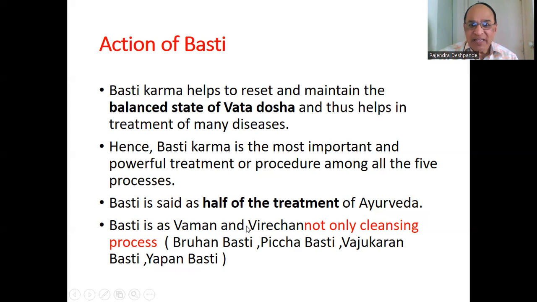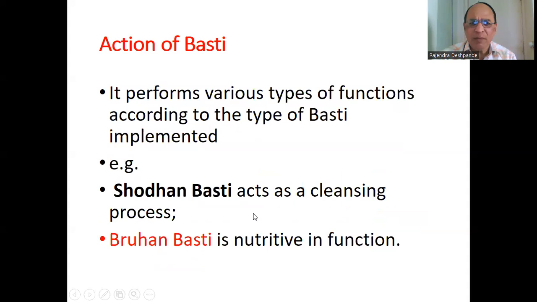Basti is not only a cleansing process like Vamana and Virechana, which are basically cleansing processes. They don't do many other functions. But this Basti is not only cleansing, there are different types of Bastis which perform different types of functions. We are going to see the different Bastis and their functions step by step: Bruhana Basti, Picchila Basti, Vajikarana Basti, Yapana Basti. We are going to see all these types of Basti.